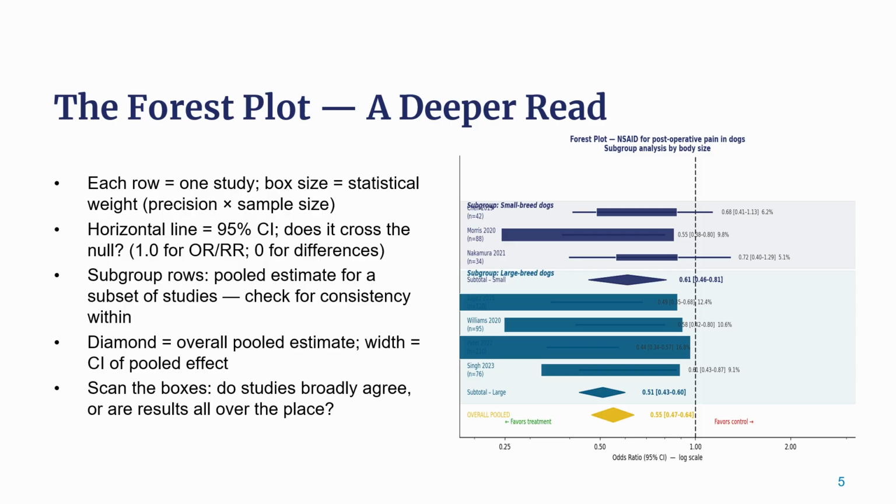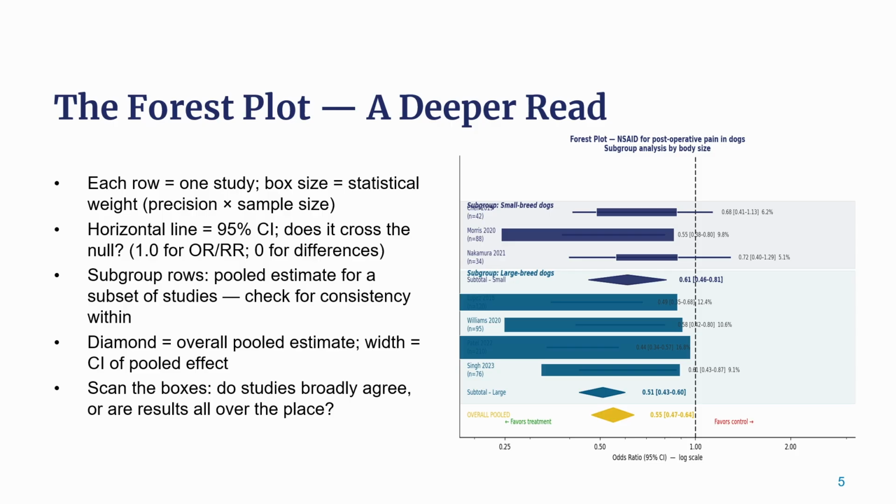Let's go deeper on forest plot reading because there's more here than most people extract. Box size. The larger the box, the more weight that study carries in the pooled estimate. Weight is typically driven by study precision. Larger, tighter studies get more weight. Subgroups. Many modern forest plots divide studies into clinically meaningful subgroups by species, breed, dose, disease severity. Each subgroup gets its own mini diamond.